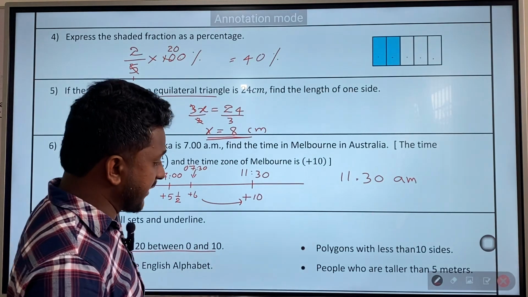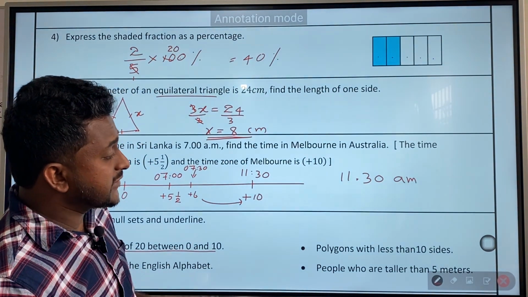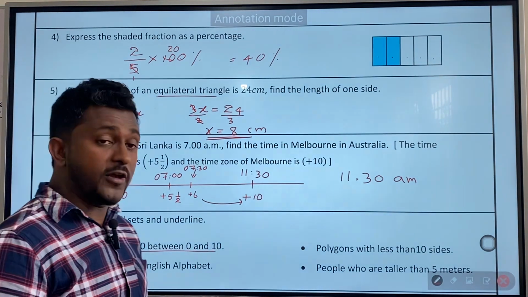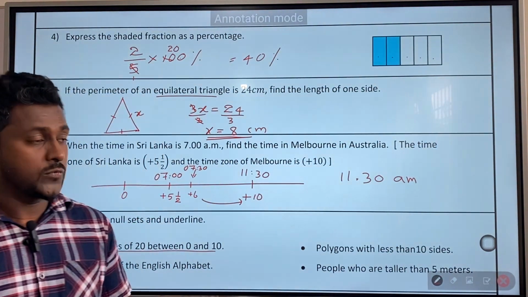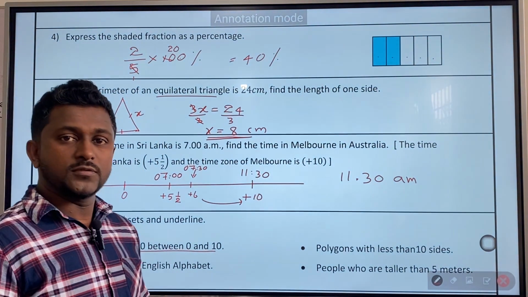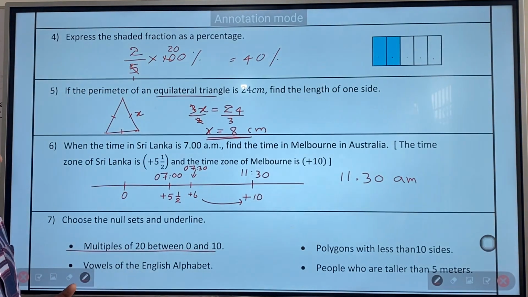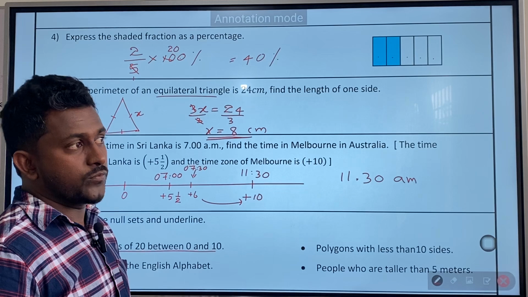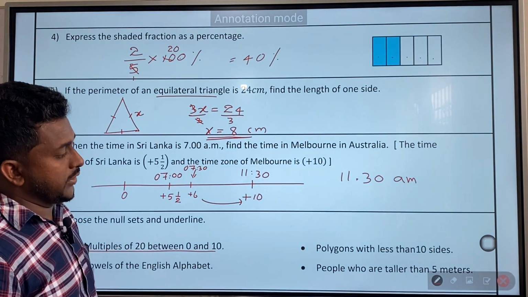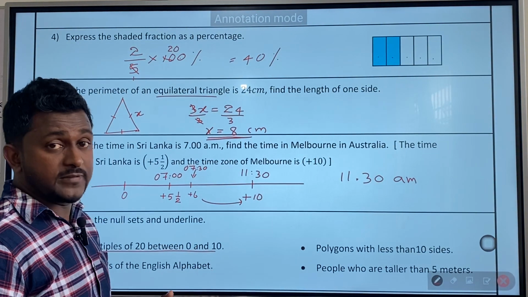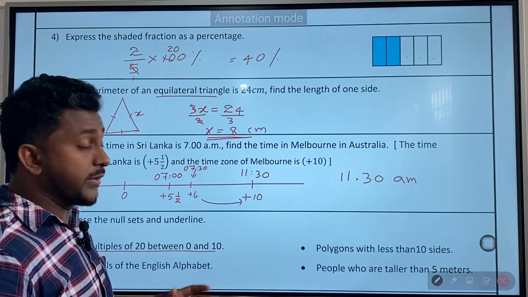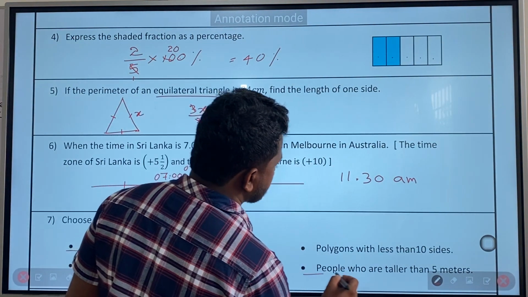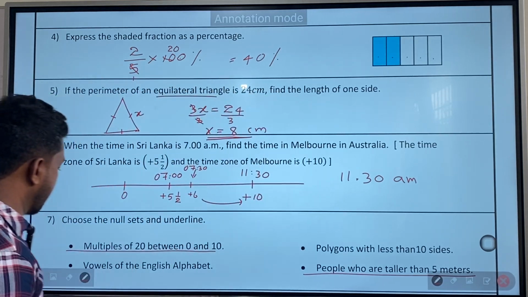People who are taller than 5 meters. 5 meters means about 15 feet. How tall is that? About 15 feet. People are not that tall. So this one is also a null set, right?